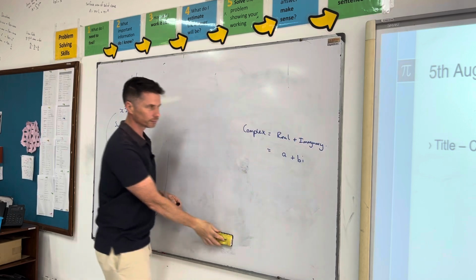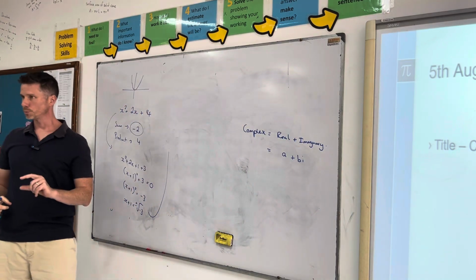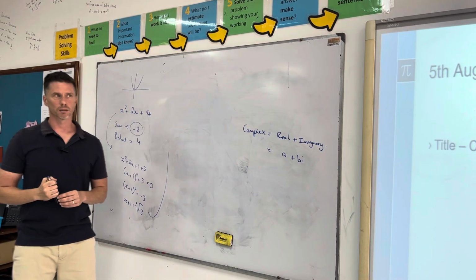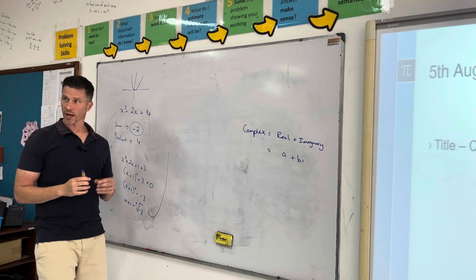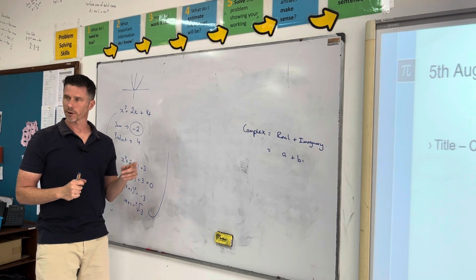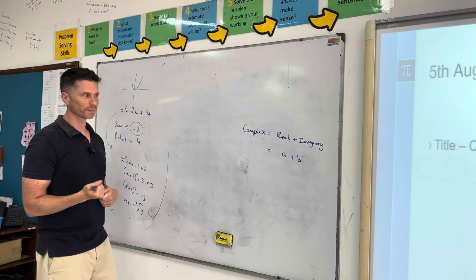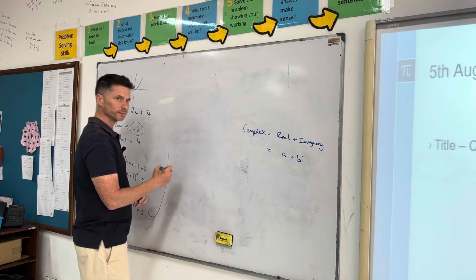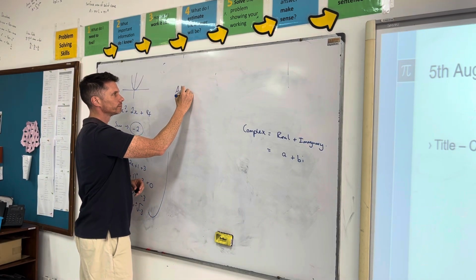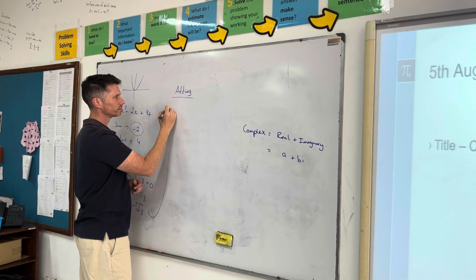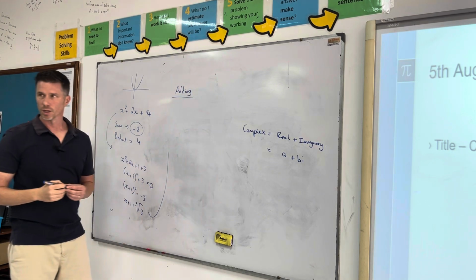So it loops after i to the 5. Every 4 it loops, yeah? I to the power 1 is the same as i to the power 5. Okay, what is i to the 3? Also -i. What about i to the 12? It's 1. Okay, good job.